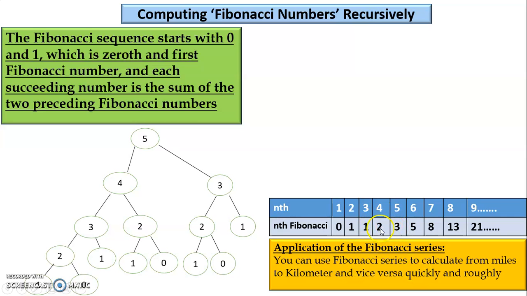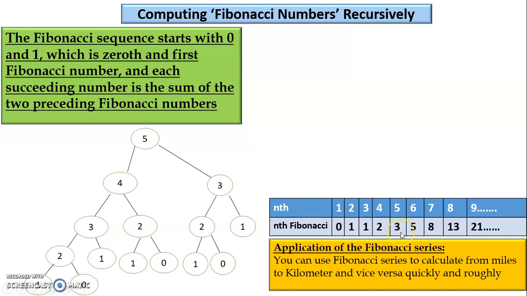Let's say the lower number is always in miles and the bigger number is the kilometers in the series. So 2 miles, if you use a calculator, you will get around 3.2 something. Rounding it, you will get 3. That's a quick and rough way of checking.